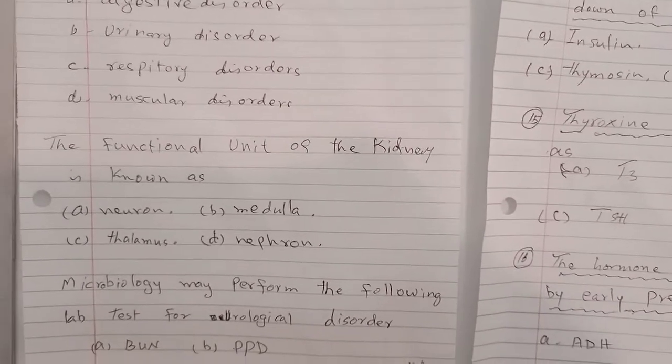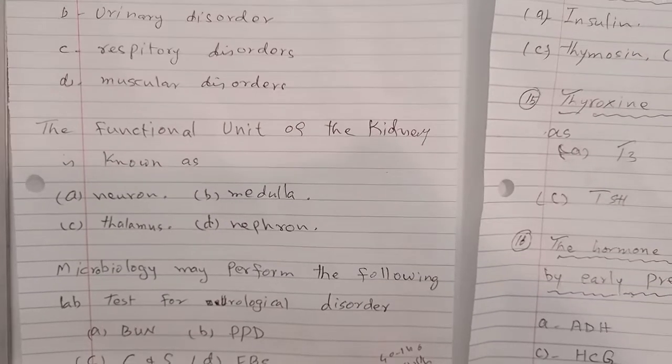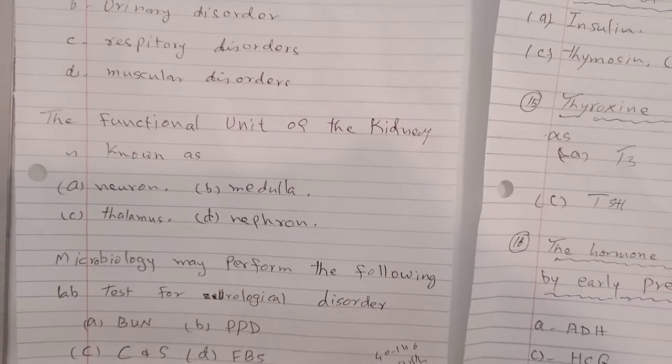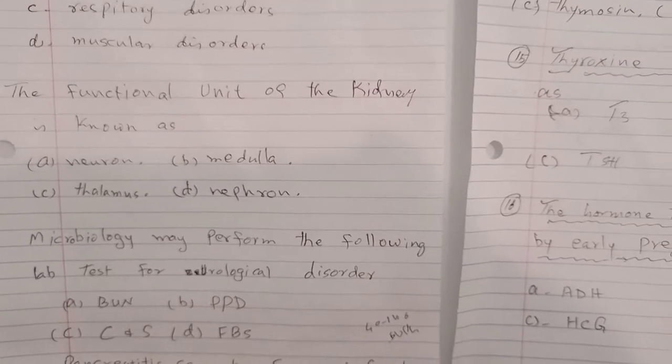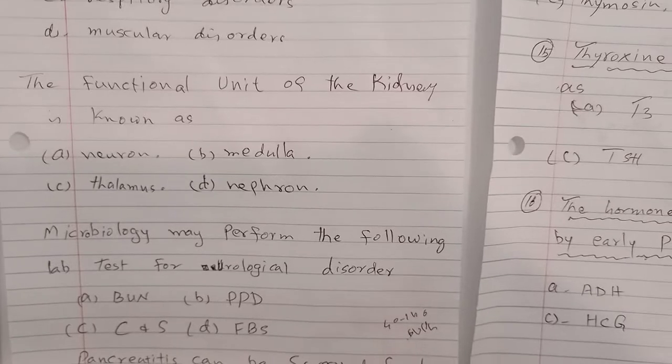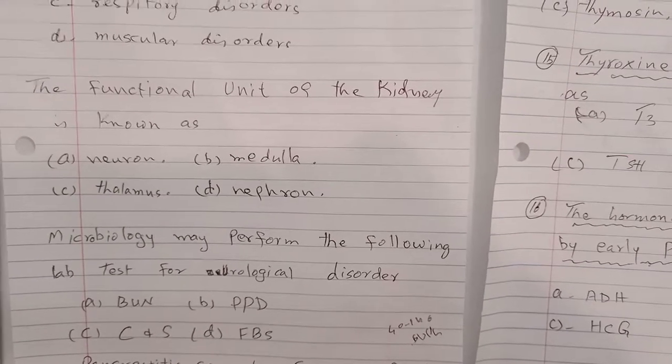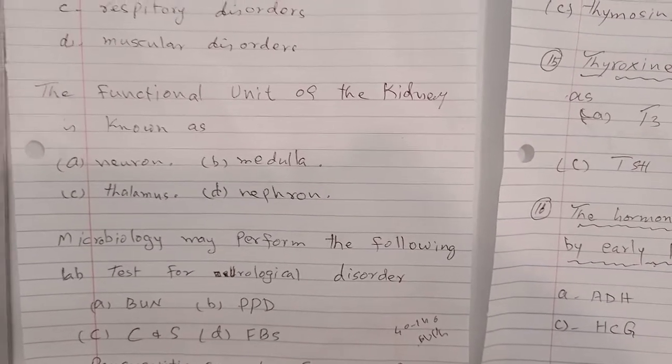Next question: the functional unit of the kidney is known as: neuron, medulla, thalamus, or nephron. And the answer is nephron. We know there are 1 million nephrons in each kidney, and in two kidneys we have 2 million nephrons.